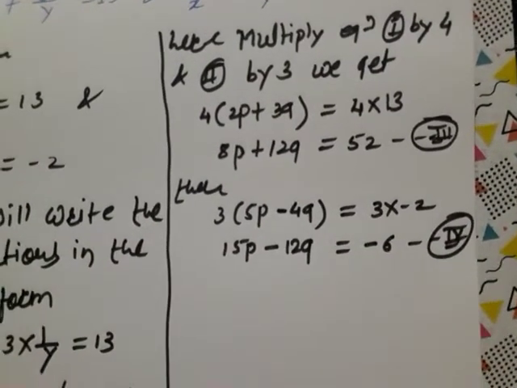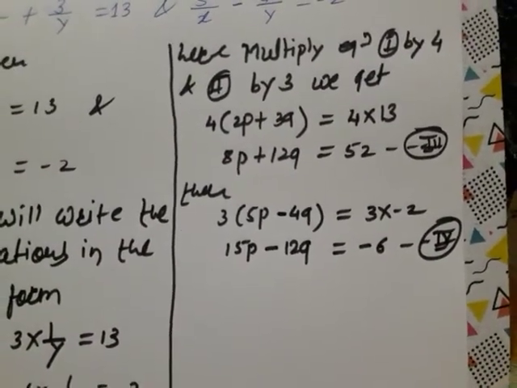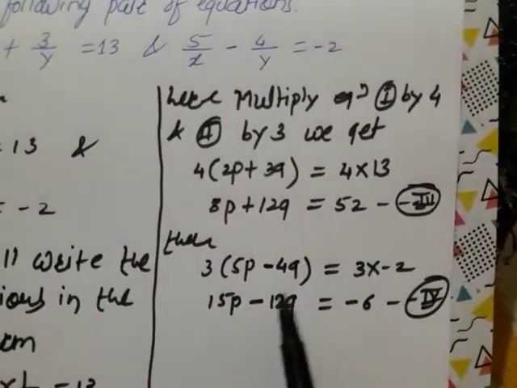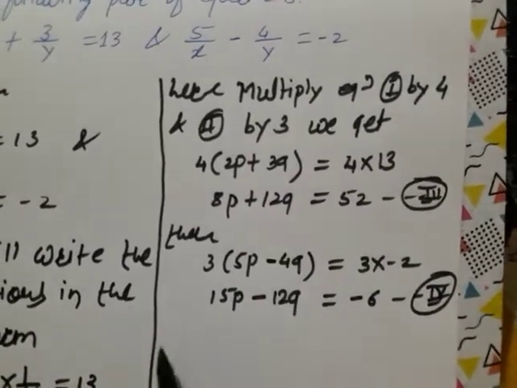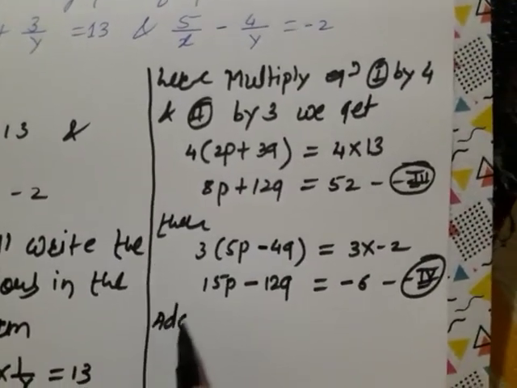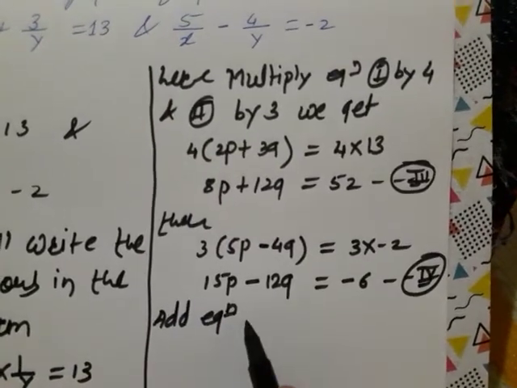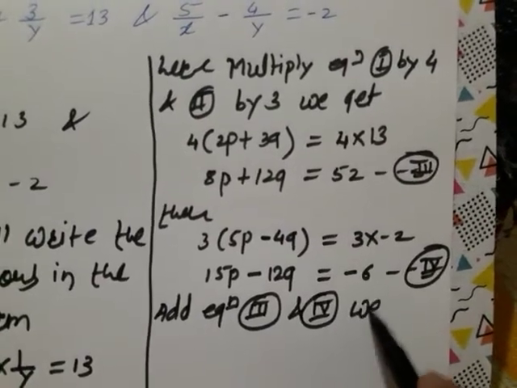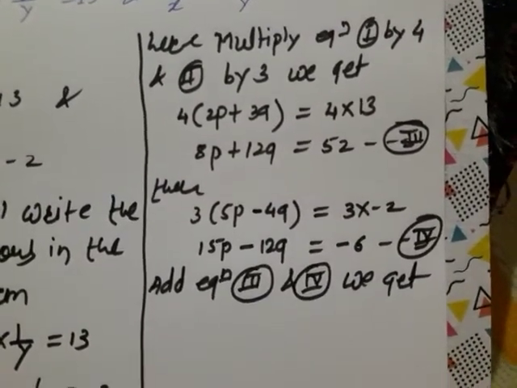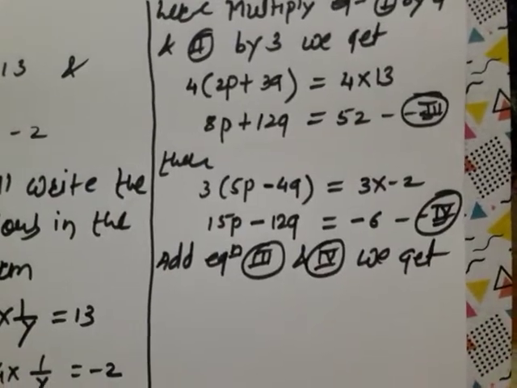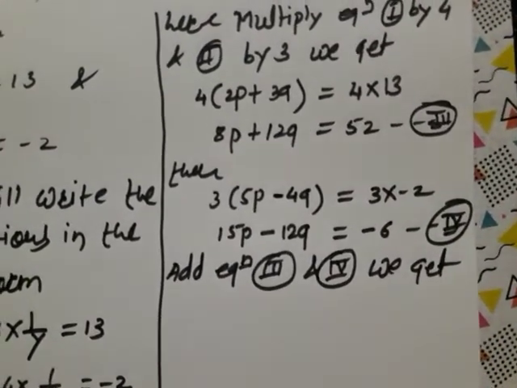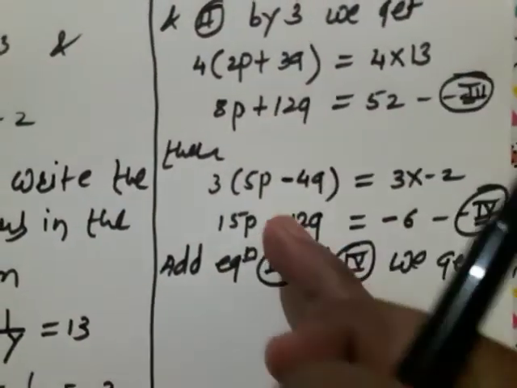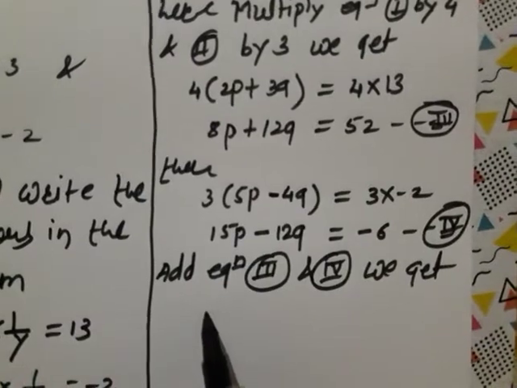Okay. Now what we will do, look here, for finding the value of p and q, as usual we have decided first of all we want to eliminate which variable? Variable q. For that purpose we will add equation 3 and 4, we get. Got idea? Why we have to add? We want to eliminate variable q. For eliminating variable q, here opposite signs are there, plus and minus. That's why we will add it.